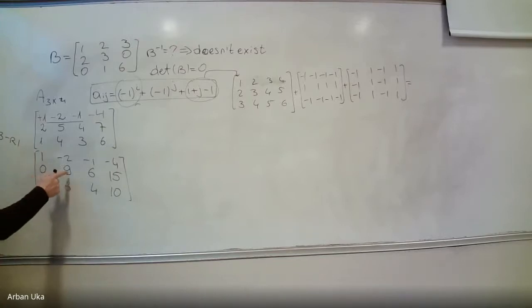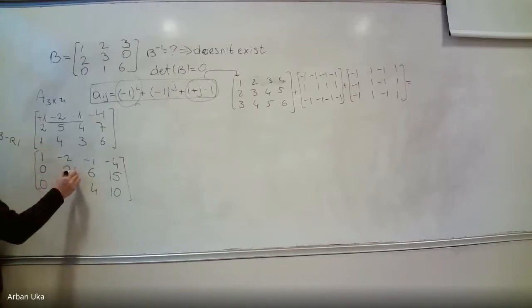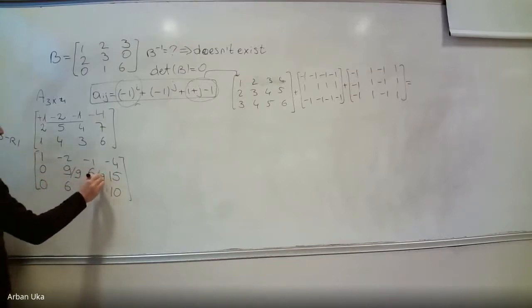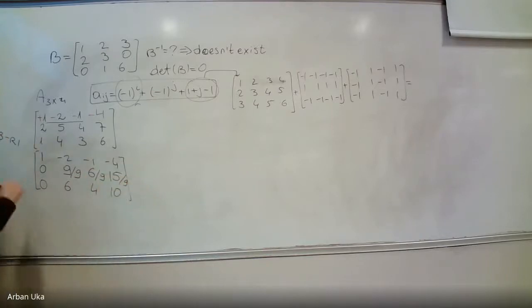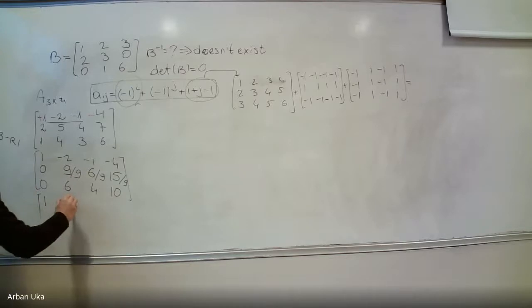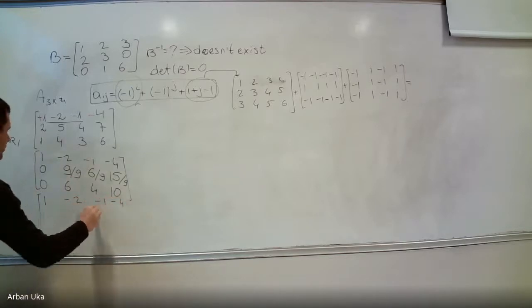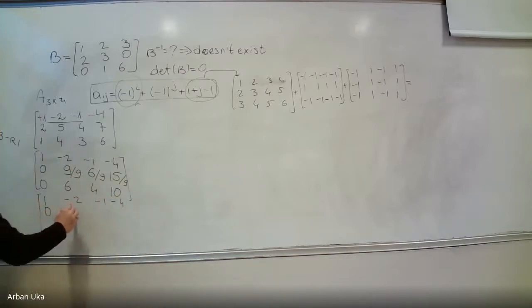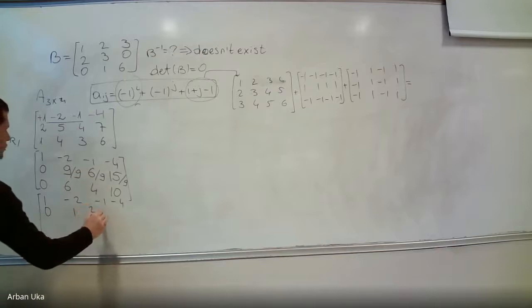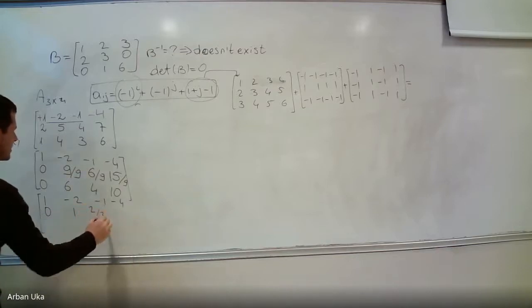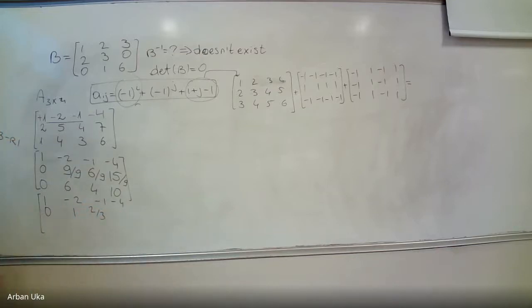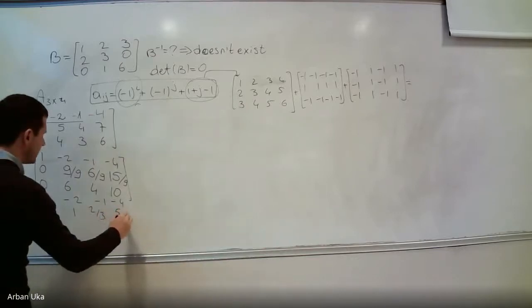To have a leading one here, we can divide by 9. So we can divide by 9 here. 9, 9. And this is 1 minus 2 minus 1 minus 4. 0, 1, 2 over 3. And what is 15 divided by 9? This is 5 over 3.